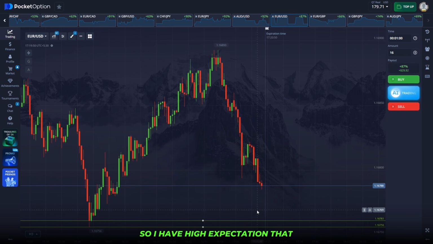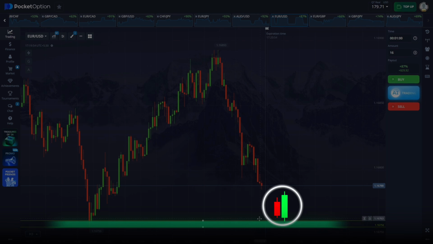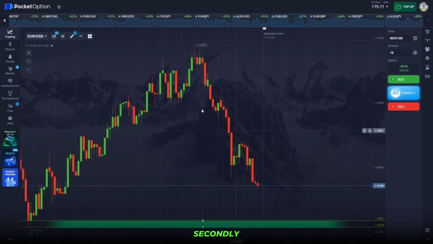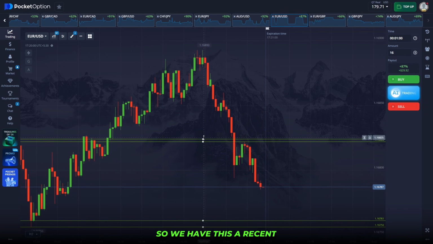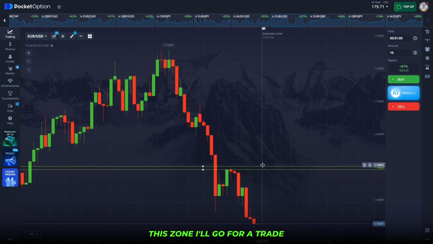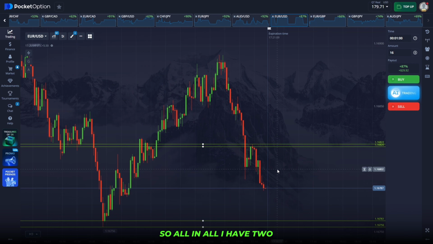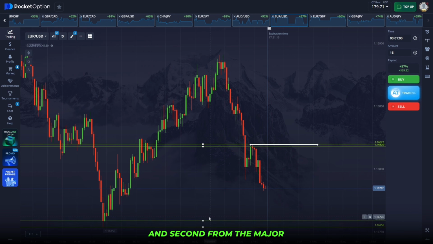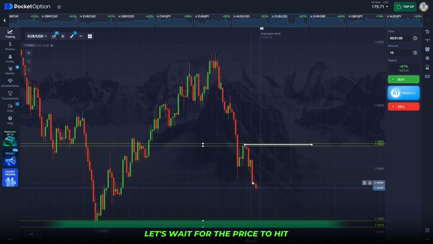So I have high expectation that after hitting this zone, the price will give me a good reversal pattern from this zone. Secondly, I have another zone which I want to use. So we have this recent resistance also. So if price goes up and hits this zone, I'll go for a trade in the downward direction. So all in all, I have two trading opportunities, one from the recent resistance and second from the major support level. Let's wait for the price to hit either of those levels.